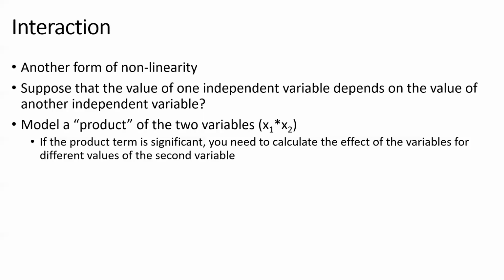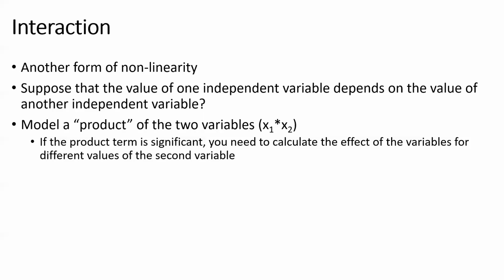One way to address this is to include in our model the product of those two independent variables that we believe are interacting with each other. When you estimate a model with an interaction term, the first thing you should look at is the p-value for the product of the two variables. If the product term was not significant, then a reasonable strategy would be to drop the product term from the model and revert to a model without interaction. But if you find that the product term is significant, you need to calculate the effect of these variables at different values of the second variable. So you also have to calculate the effect and then interpret.